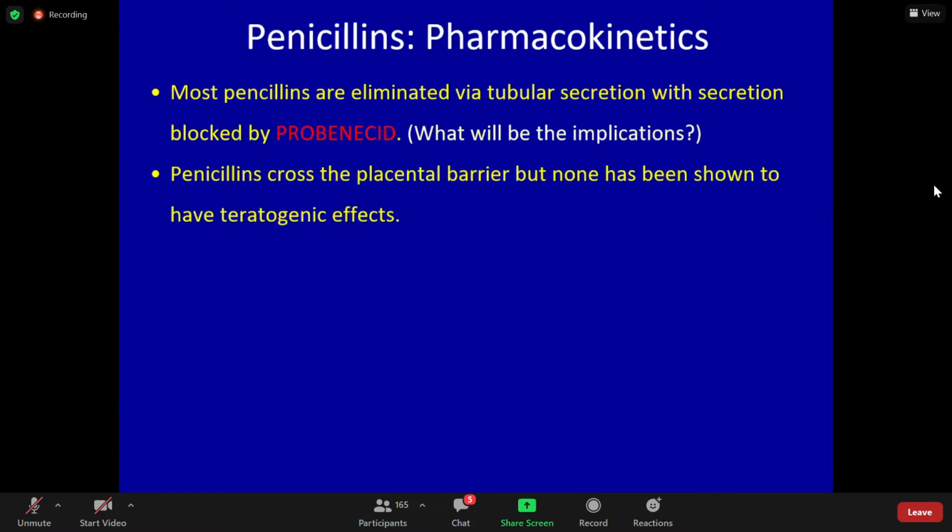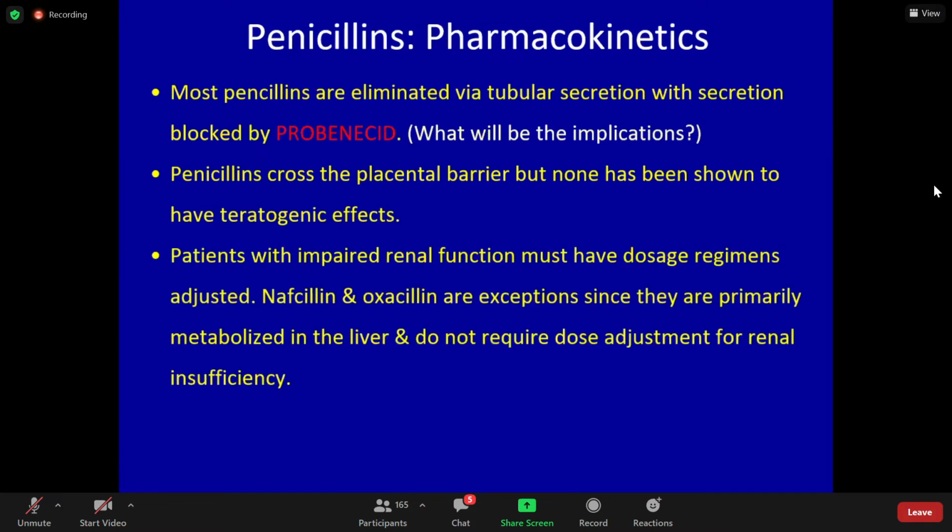Penicillins cross the placental barrier. Once again, no teratogenic effect, very safe during pregnancy, no issue at all. Patients with impaired renal function must have dosage regimens adjusted. As I mentioned, they are excreted through the kidneys. Nafcillin and oxacillin are two exceptions among the penicillins, since they are primarily metabolized in the liver and do not require dose adjustment for renal insufficiency.